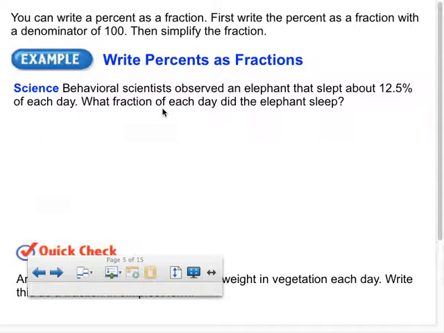They want to know what fraction of each day did the elephant sleep. So first step, what's the first step? Who can tell me the first step? Make it into a fraction. So if I make this to a fraction, my numerator is going to be the 12 and 5/10. My denominator is going to be what? 100, because percent means per 100, divide by 100. So here it is.